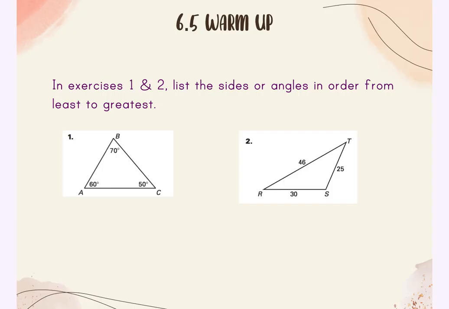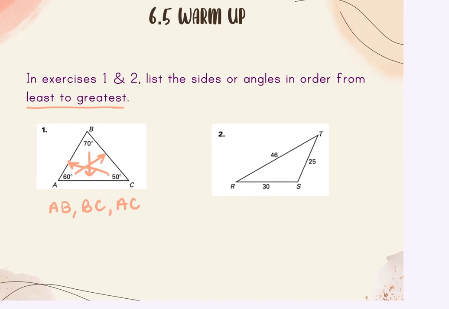6-5 in exercises 1 and 2, list the angle or sides in order from least to greatest. So we already know the angles in 1, which means we're going to do the sides. Least to greatest. So smallest would be AB. Middle would be BC. Last would be AC. Go to 2. Now we have the sides, we want the angles. Smallest angle, R. Middle, T. Last, S.